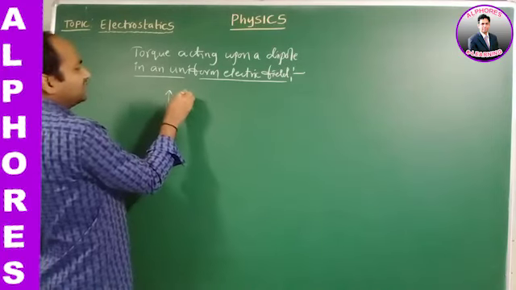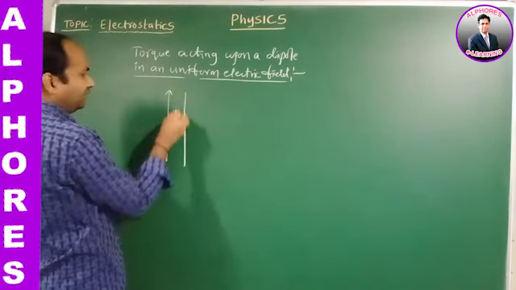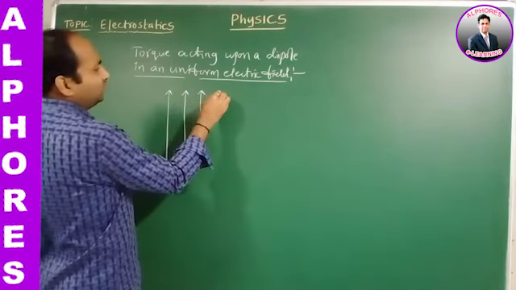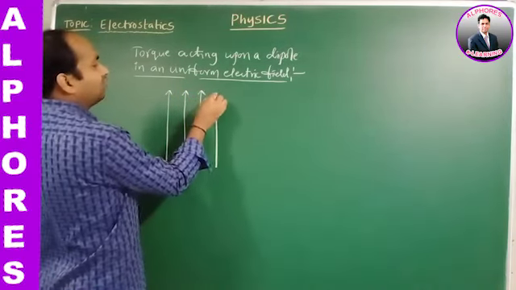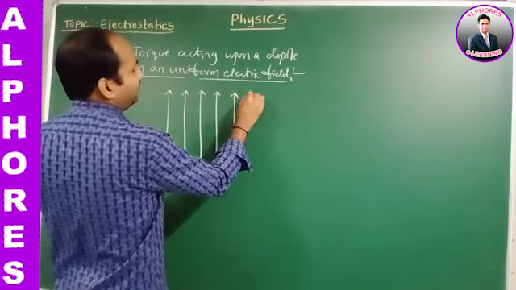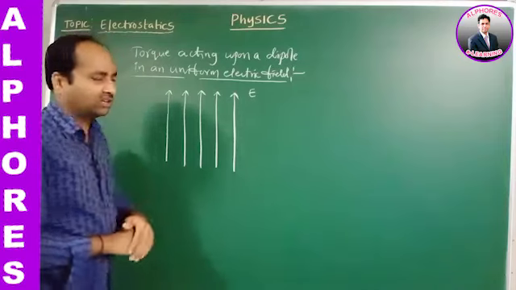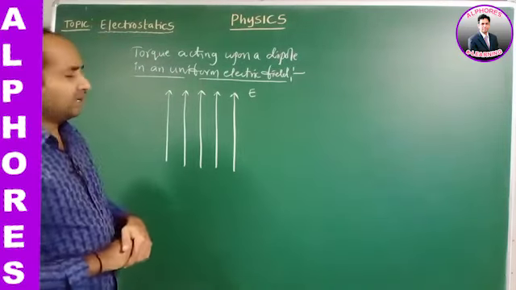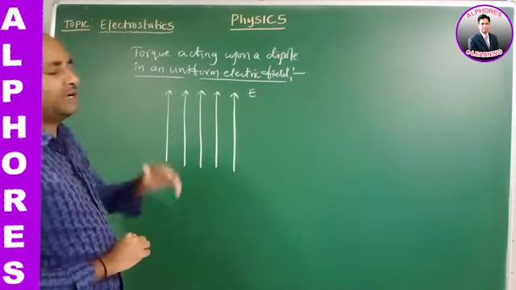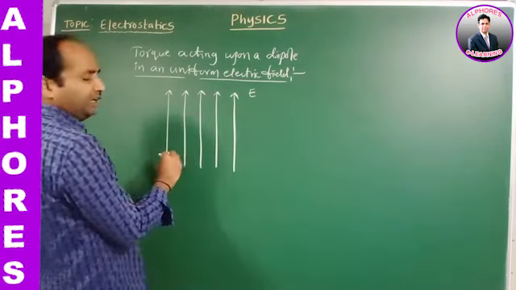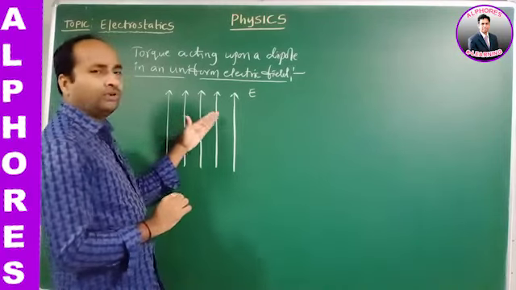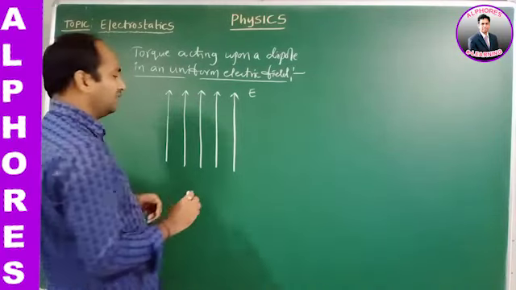Let us take this as the direction of the uniform electric field. Graphically, a uniform field is represented by equally spaced parallel lines. Now, what is the field? The electric field is vertically upwards, and a dipole is suspended in the uniform electric field such that the dipole moment makes an angle theta with the electric field.